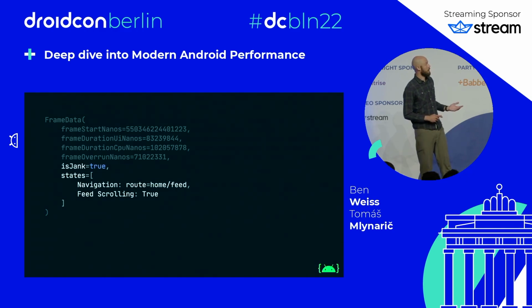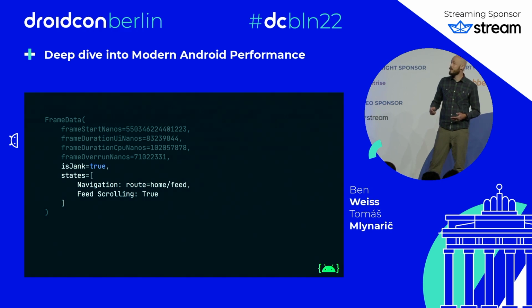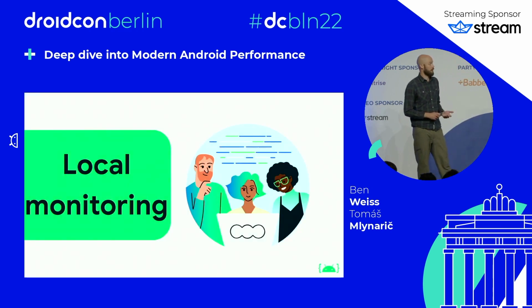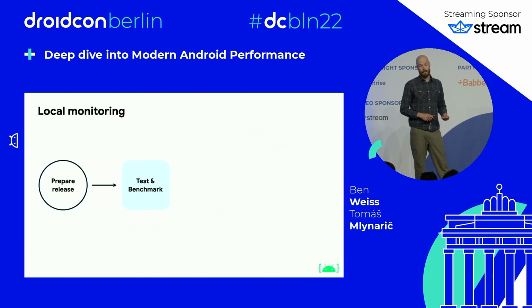This is what you would see in your reporting. You would see some timing metrics, and you would see there is jank at these states, and you can reproduce it here. You can go to the point where this jank occurred, and you can try and reproduce it locally. Which leads us back to local monitoring. All of these things that you've just seen are things that you can do in the field, and local monitoring is, again, what you do before releasing.